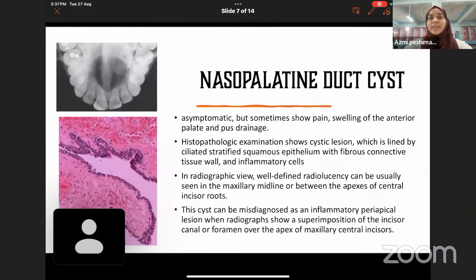The next common one is the nasopalatine duct cyst, which may be asymptomatic or show pain and swelling of the anterior palate. Histopathological examination shows a cystic lesion lined by ciliated stratified squamous epithelium and fibrous connective tissue. Radiographically it shows a well-defined radiolucency between the maxillary canines or apices. This cyst can often be misdiagnosed as an inflammatory periapical lesion when the radiograph shows superimposition on the incisor.